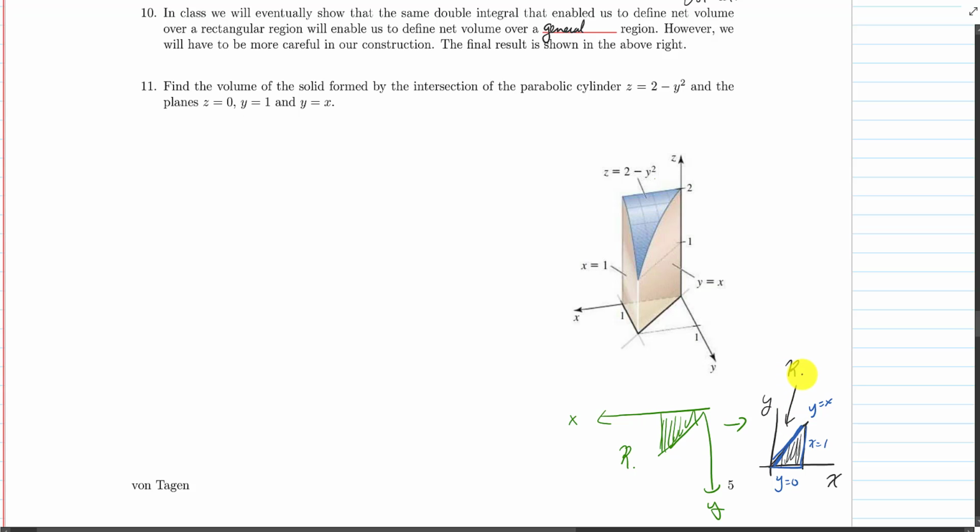Okay, just as before, we want to find the volume of this. So in fact, we're ready to say that our goal is to find the double integral over our region R of 2 minus y squared dA. The problem is, just like before, what we'd like to do is break this into an iterated integral.